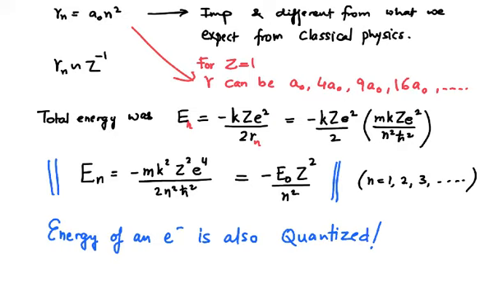The energy equation can be solved further. It's important to note that the energy of the nth orbit is proportional to Z square and is inversely proportional to n square. Here E naught is a constant which has been used for m k square e to the power 4 divided by 2 h cross square. So we see, an important point, that the energy of the electron is also quantized.